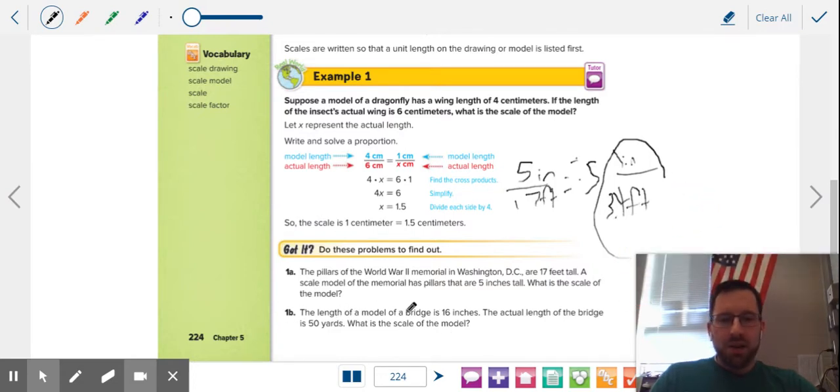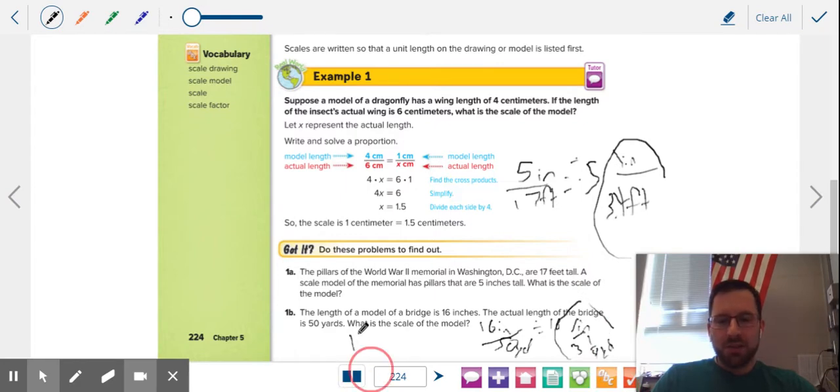The length of a model of a bridge is 16 inches. The actual length of the bridge is 50 yards. What's the scale of the model? Once again, we have 16 inches over 50 yards. So we're going to divide both sides by 16. You get 1 inch equals 50 divided by 16, which is 3 1/8 yards. Okay, so that's how you figure out a scale.